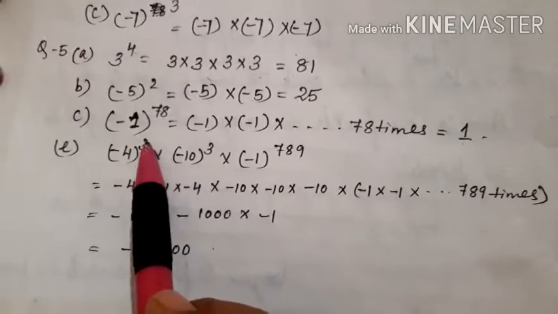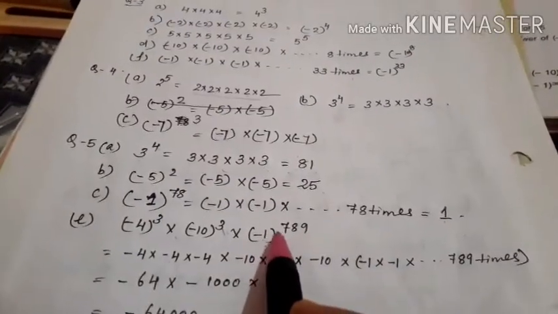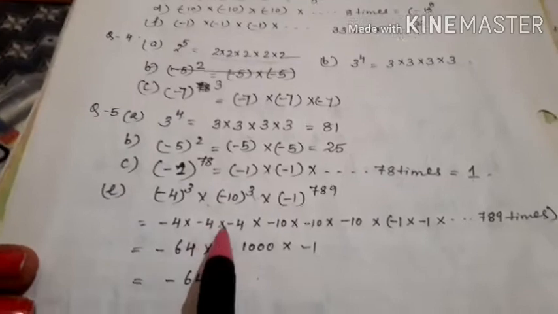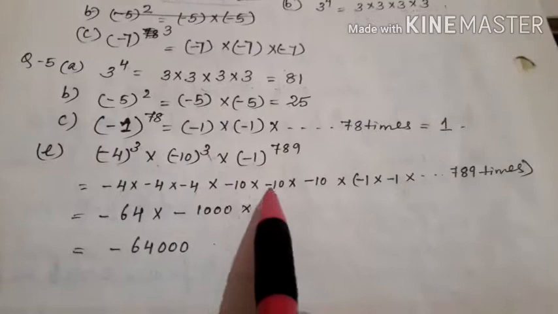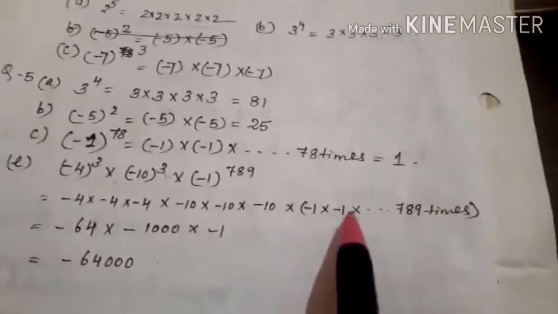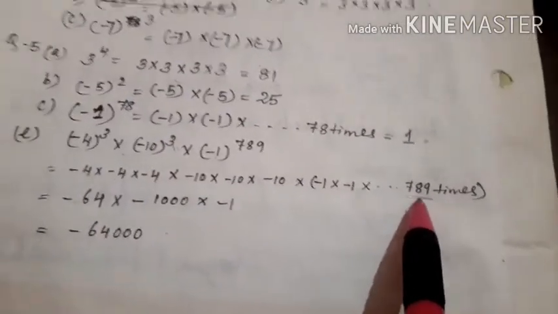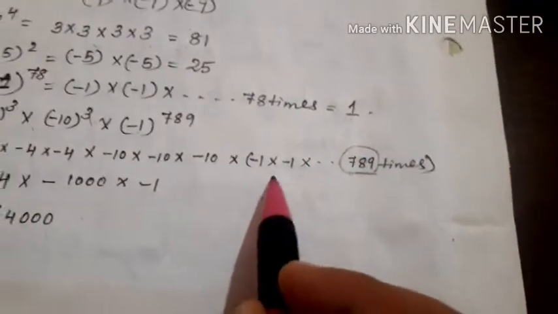Then minus 4 to the power 3 into minus 10 to the power 3 into minus 1 to the power 789. Minus 4 to the power 3 means minus 4 into minus 4 into minus 4. Then minus 10 to the power 3: minus 10 into minus 10 into minus 10. Then you see minus 1 multiplied 789 times. Is this an odd number or an even number? This is an odd number.